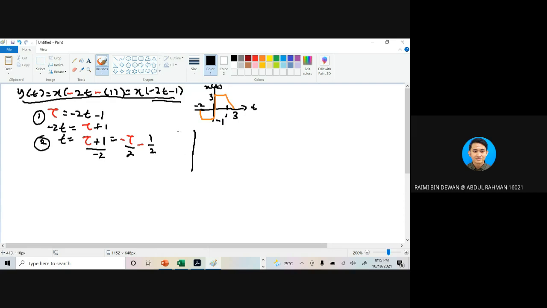Now we're going to see this. Let's say you have your time. The original first is negative 2, and then you have 0, and then you have 1, and you have 3. So this is your tau, where you replace all of this with tau. So what is the resultant t now?